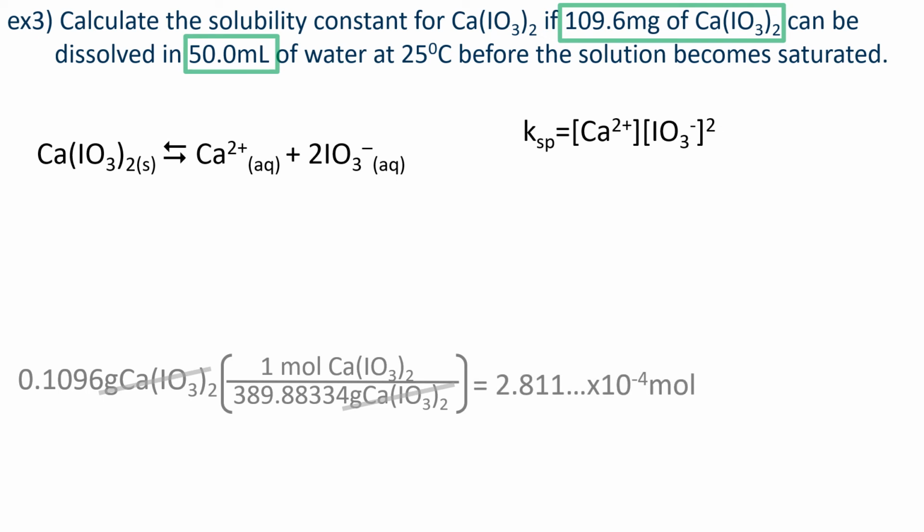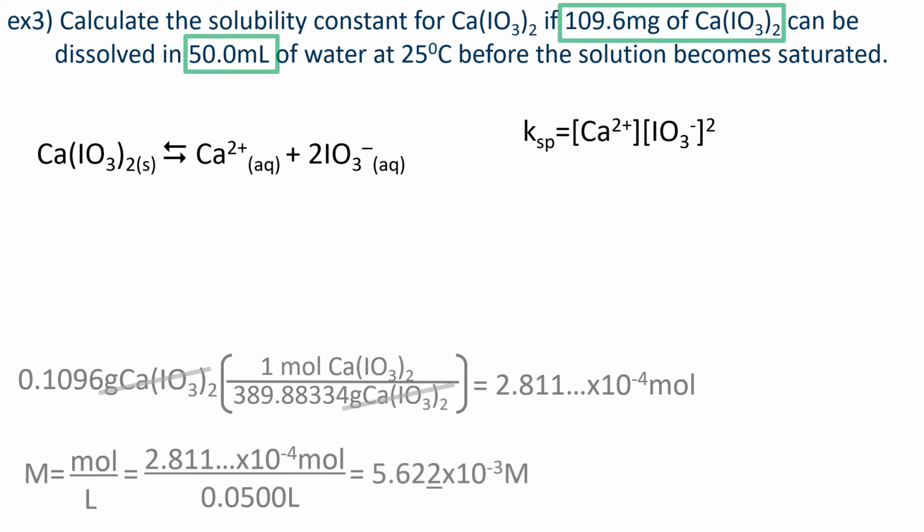Now that I have moles of calcium iodate, if I divide that by liters, that will give me the concentration of calcium iodate. So moles of calcium iodate divided by the number of liters, and that tells me the concentration of calcium iodate, the maximum concentration I was able to dissolve, was 5.622 times 10 to the negative 3 molar. So if that's the concentration of the calcium iodate, the calcium ion concentration is the exact same, and our balanced equation tells us the iodate concentration has to be doubled, so that gives us 11.244 times 10 to the negative 3.